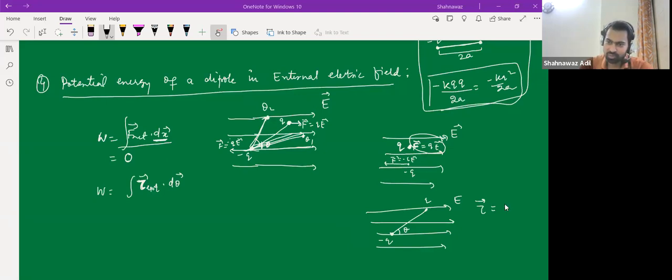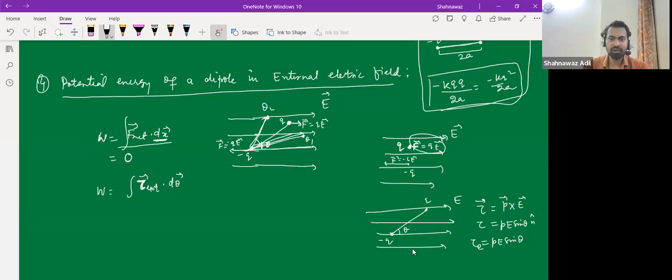So this was P cross E, right? Which is PE sine theta and n cap. So let's take the magnitude only. So magnitude is PE sine theta. And this is due to this electric field, right?